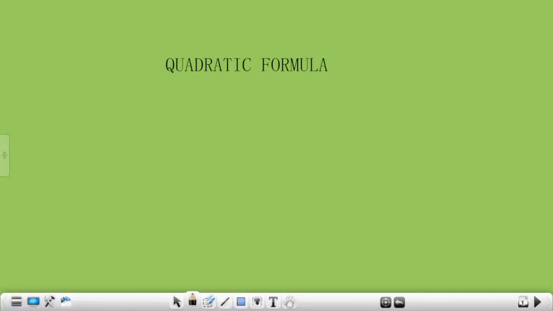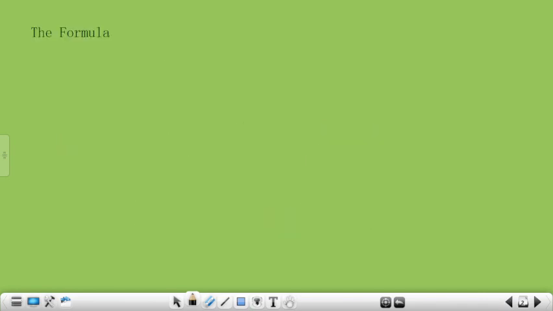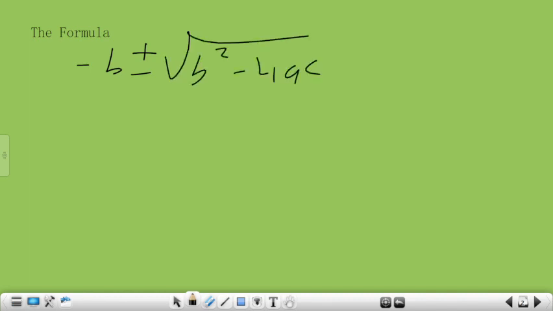We're going to do the quadratic formula today, which can be used with standard form, ax squared plus bx plus c. You can say it's equal to y, but that won't matter. This is standard form, as you should know. So the formula is negative b plus or minus the square root of b squared minus 4ac, all over 2a.